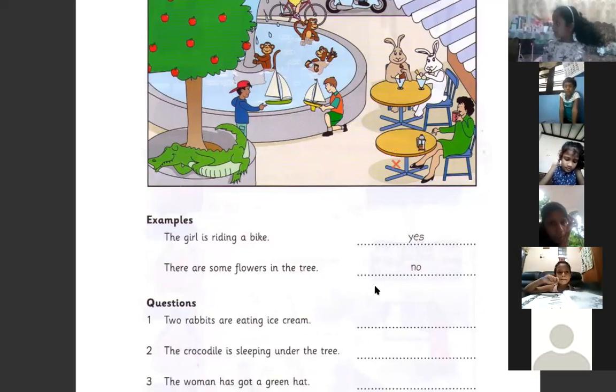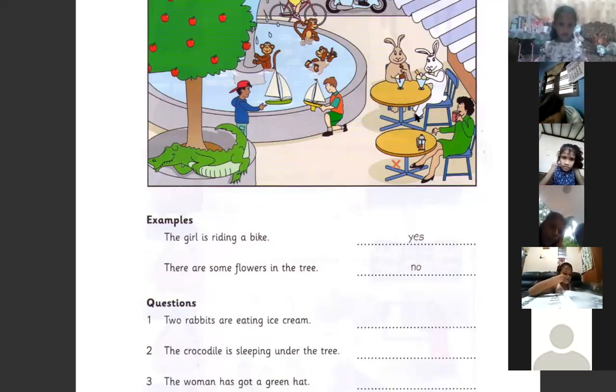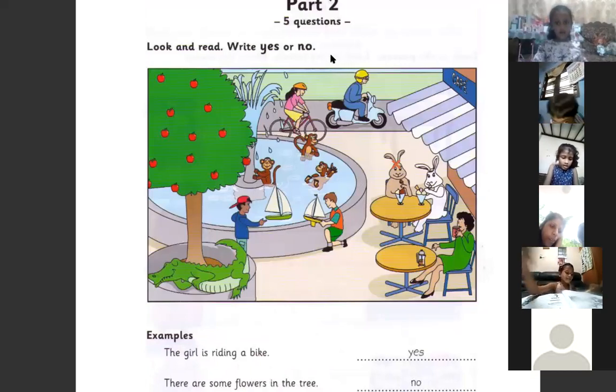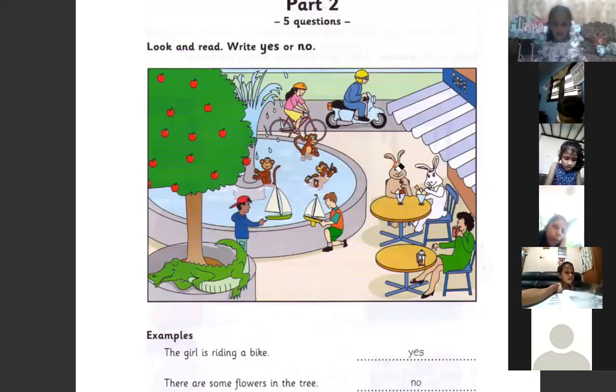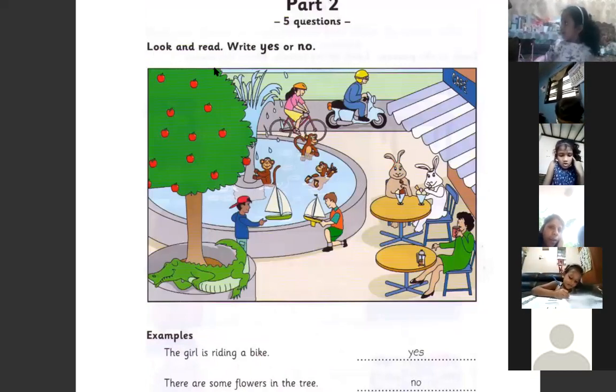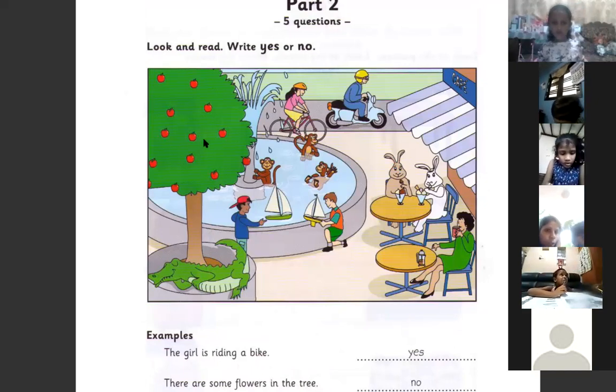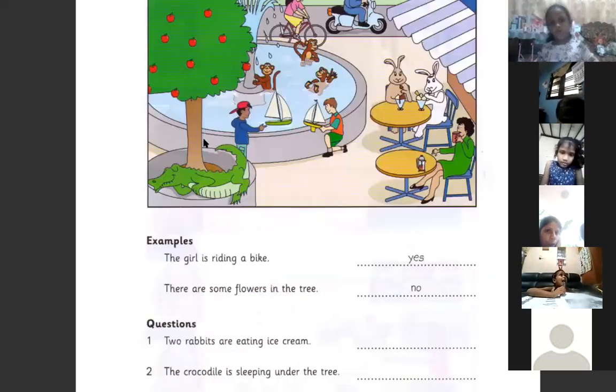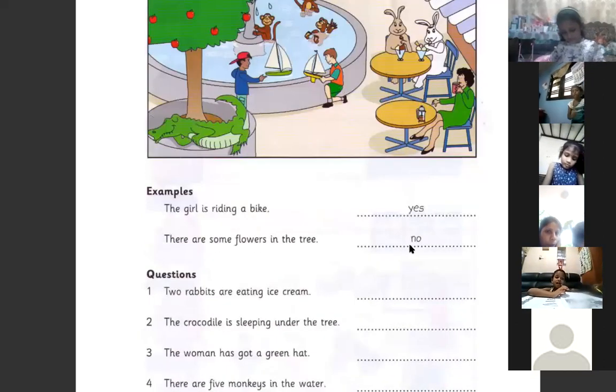Next one. There are some flowers in the tree. Can you see the flowers in the tree? Are they flowers? No. Then you have the answers.